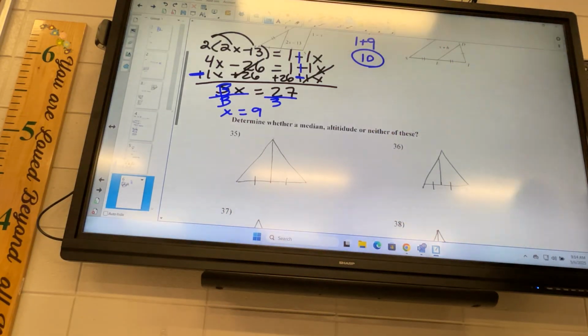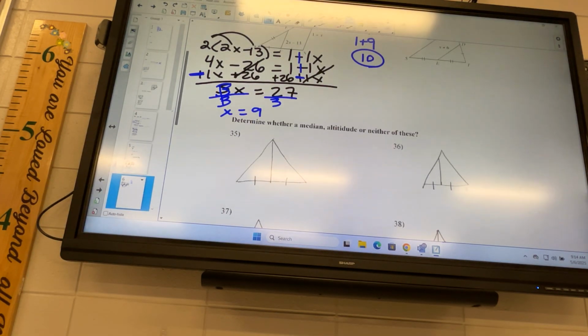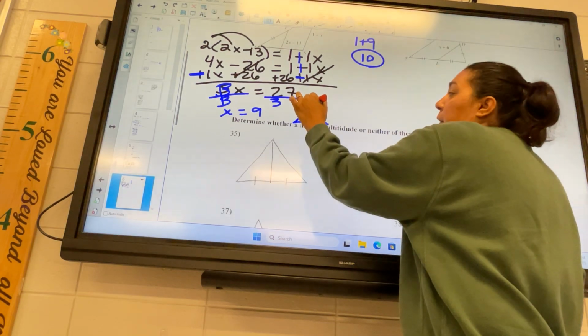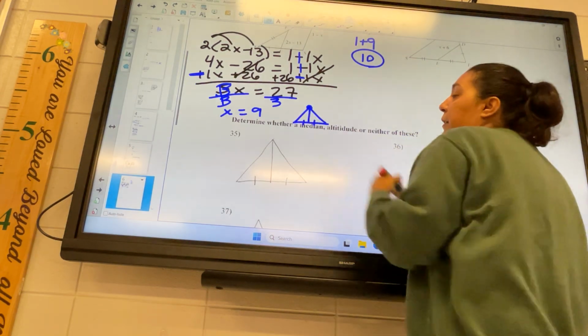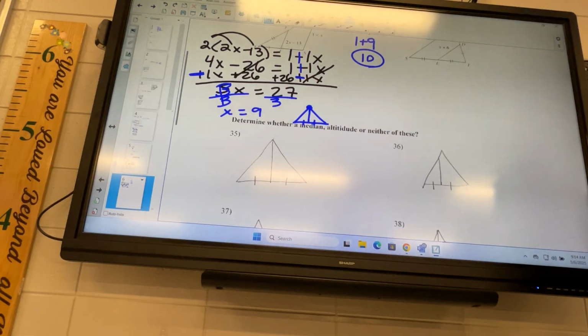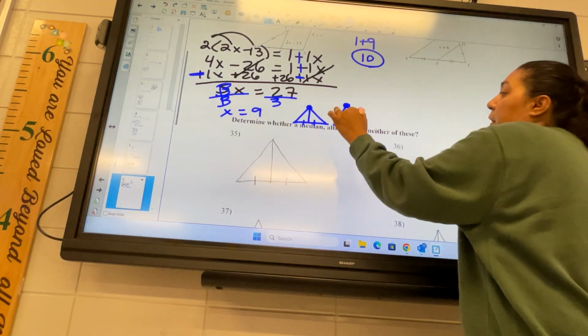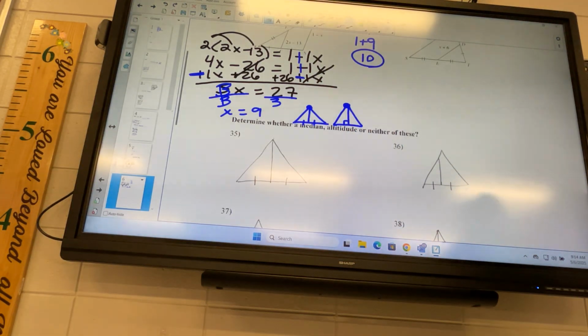Okay, 35. It says determine whether each is a median, altitude, or neither. Okay, so first of all, who remembers what is a median? The line is gonna go through the middle. Okay, so the median has to come from a vertex, remember? And it's gonna go down, and you should have 2 lines. What about an altitude? It has a 90 degree angle. So it's gonna come down, and an altitude can be on the inside, outside, or neither. So it can be kind of kicked off to the side.